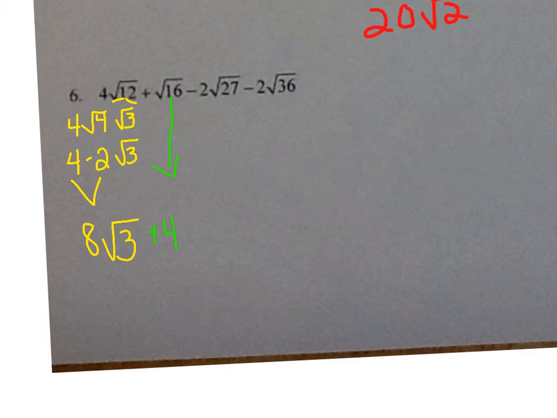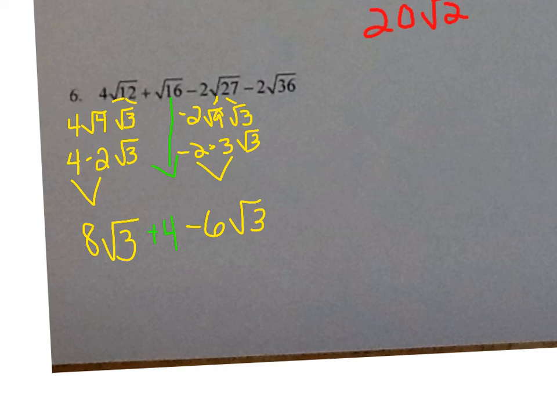And then let's simplify negative 2 square root of 27. So what perfect square goes into 27? 9 and 3. The square root of 9 is 3. Sorry, I meant to write 2 there. So we have negative 2 times 3, because that's the square root of 9. And then we have the square root of 3. And then negative 2 times 3 is negative 6 square root of 3.